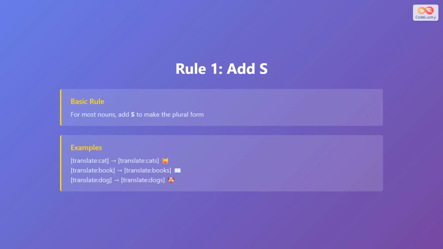The first rule is simple. For most nouns in English, you just add the letter S to make the plural form. For example, the word cat becomes cats. One book becomes many books. One dog becomes multiple dogs. This rule works for the majority of nouns you will encounter, so remember it well.